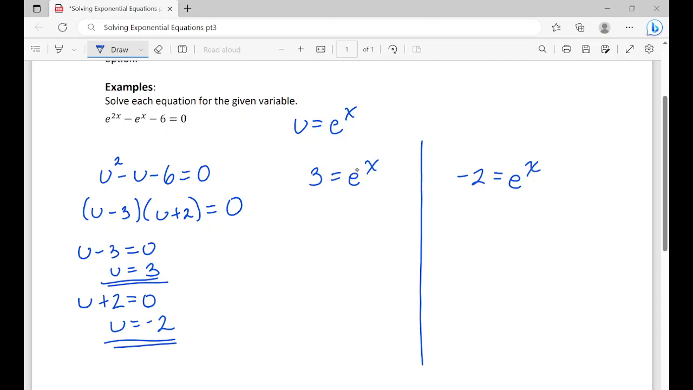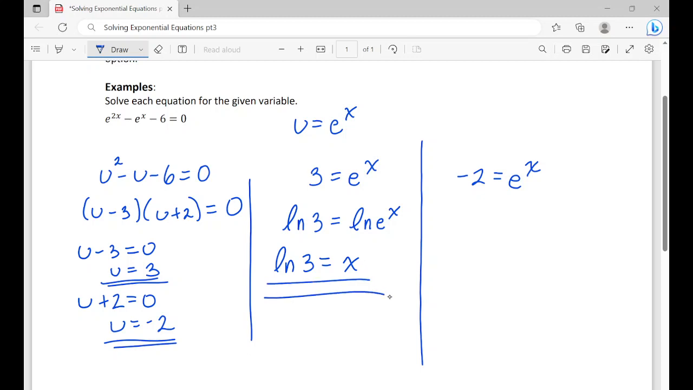To solve for x here, I'm going to take the natural log of both sides. So I'm going to get ln 3 equals ln e^x. Move the x in front. So ln 3 equals x ln e, and ln e just goes away, so I just have x. So x equals ln 3. Done for that one.